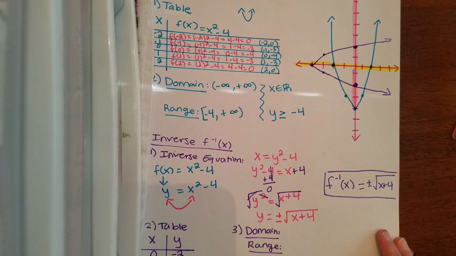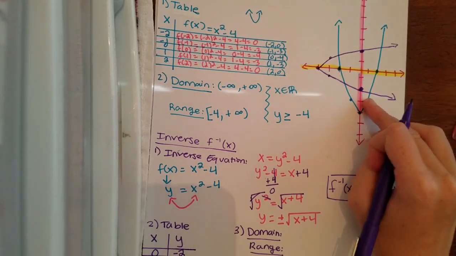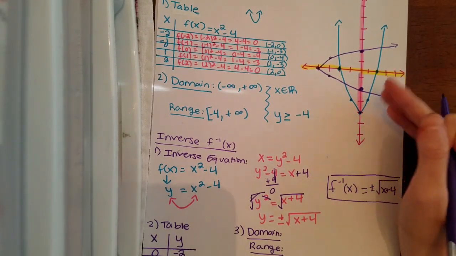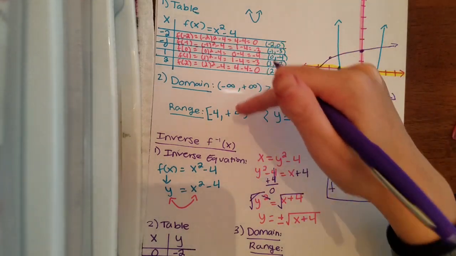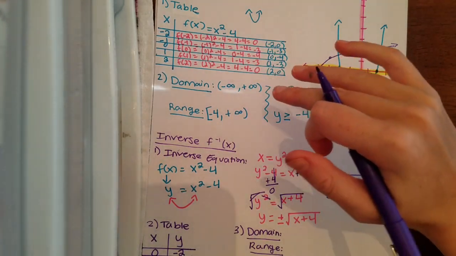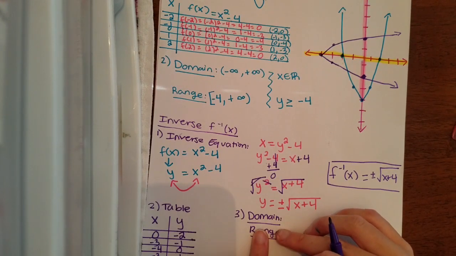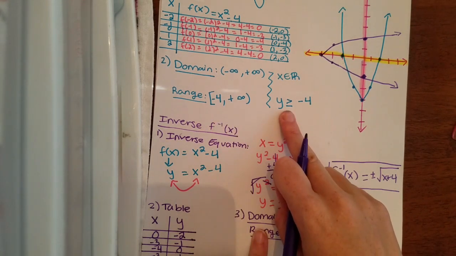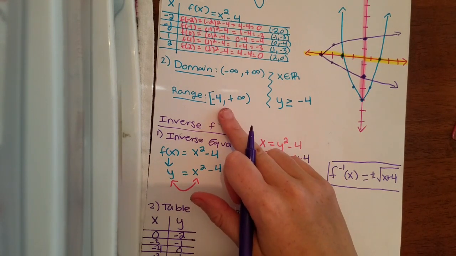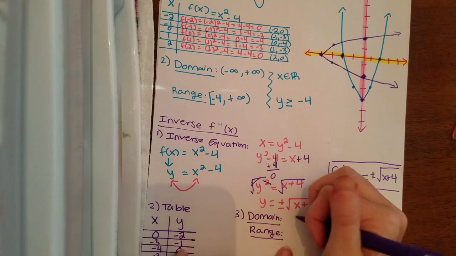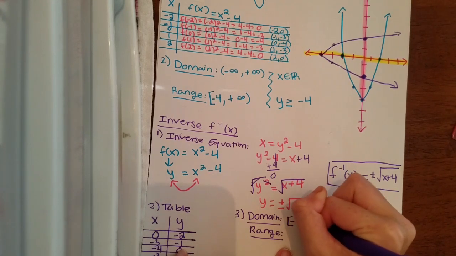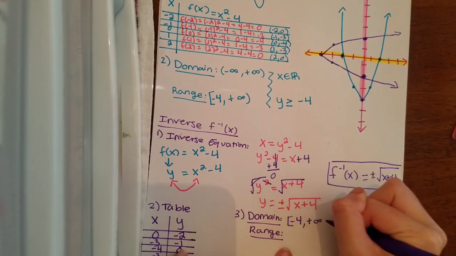And now the domain and range. Without even having to sit here and ask yourself how far left, right, up, and down it goes, remember, the domain and range interchange between the original function and the new function. So let's see what magical things will happen. So my domain of the inverse will be the range of the original. So my range of the original was -4, infinity. So that will be my domain of the inverse, -4 to infinity.